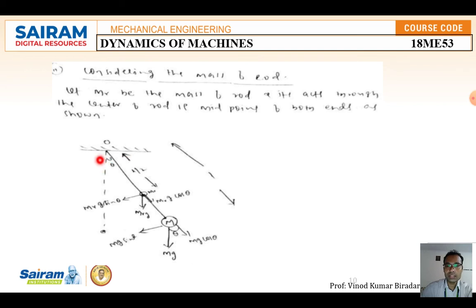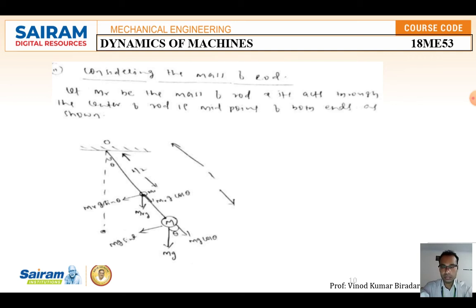Okay, the angle between these is theta. Same here: wherever m is there, just write m suffix r, that is the mass of the rod. Mr g is the weight of the rod, and this side is mg sin theta, and this side is mg cos theta. So this is the block diagram of a simple pendulum.